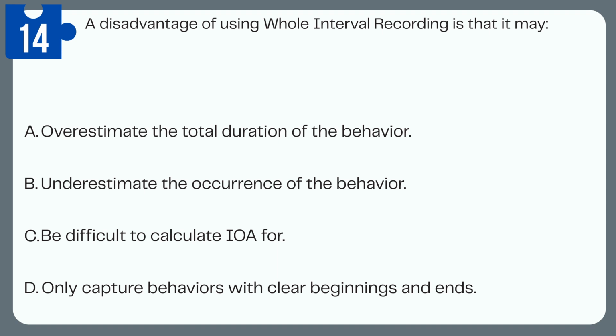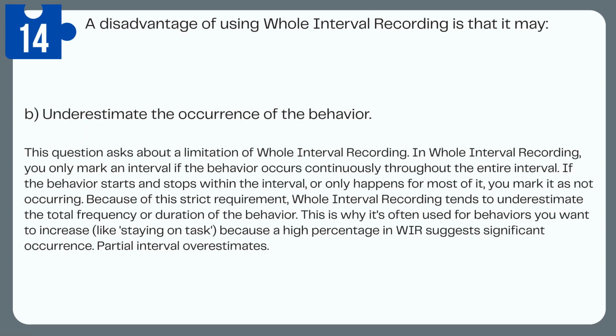Question 14. A disadvantage of using whole interval recording is that it may A. Overestimate the total duration of the behavior. B. Underestimate the occurrence of the behavior. C. Be difficult to calculate IOA for. D. Only capture behaviors with clear beginnings and ends. Answer B. Underestimate the occurrence of the behavior.